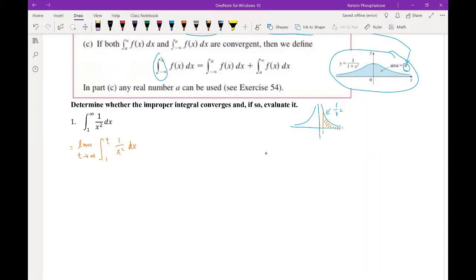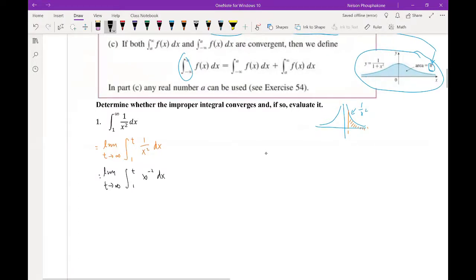Now let us work with this: the integral from 1 to t of x to the negative 2 dx. In this case, I know the antiderivative is negative x to the negative 1. So we have the limit as t approaches infinity of negative x to the negative 1 evaluated from 1 to t. Remember, from this step to this step, we have taken care of the integration already. Now we just need to keep going, so let us take care of this a little bit.